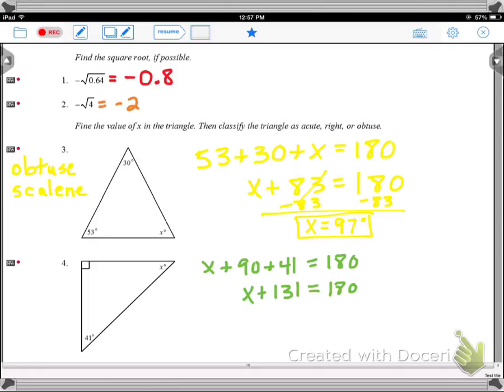Alright, so I need to move the 131 to the other side, so I subtract, and I get x equals 49 degrees. So this angle is 49 degrees. So now I know I have a 90, a 41, and a 49, so that makes this a right triangle. And again, while we're naming it, we can go ahead and say that it's also scalene, because none of the angles are equal, so none of the sides are equal.